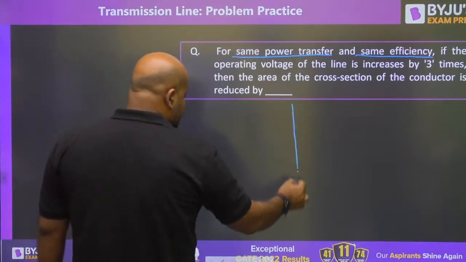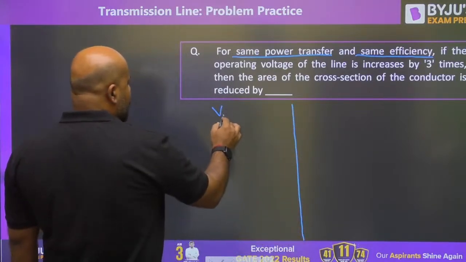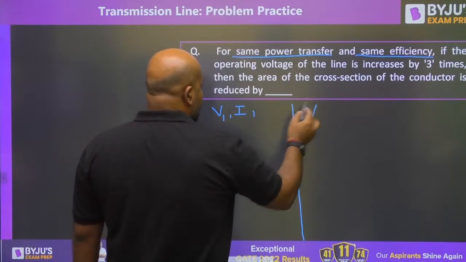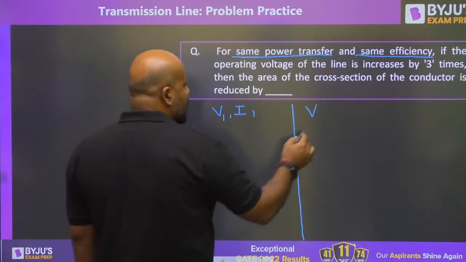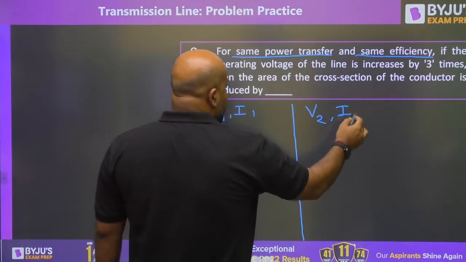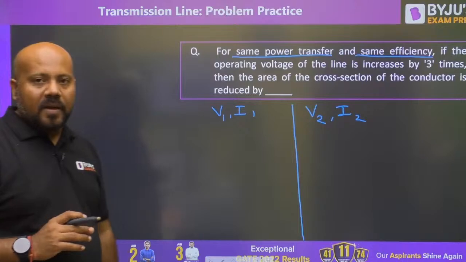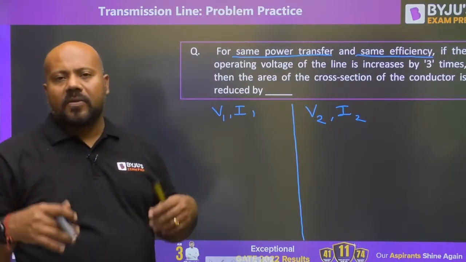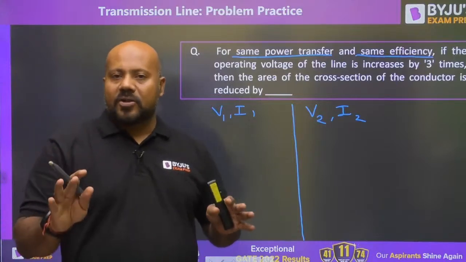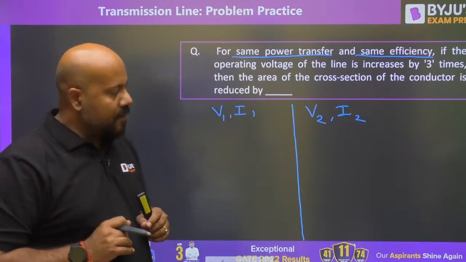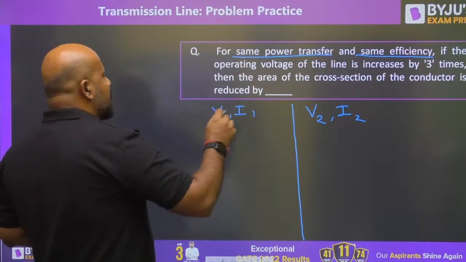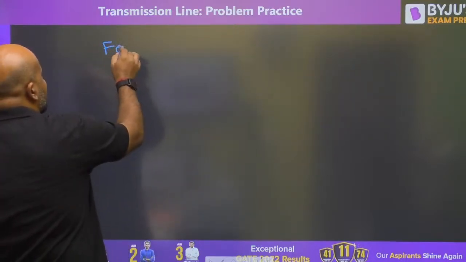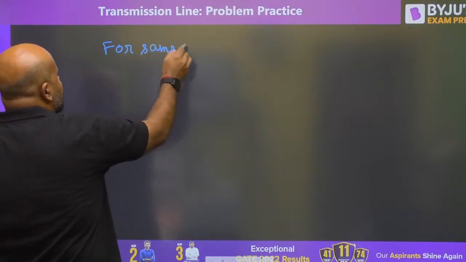Suppose you have 2 conditions. In the first case, the voltage and current are V1, I1, and in the second case, the voltage and current are V2 and I2. He is not giving any information about the power factor, so I am not going for the power factor, and you can assume that the power factor is unity if no information is given. The first condition he is saying is for the same power transfer. For same power transfer, what is the equation you are going to write?